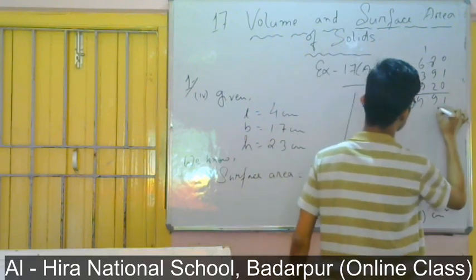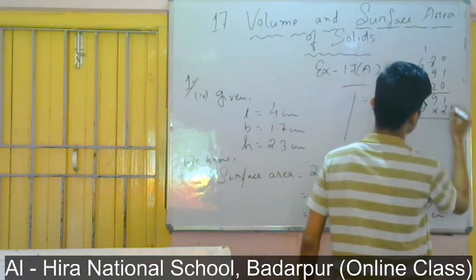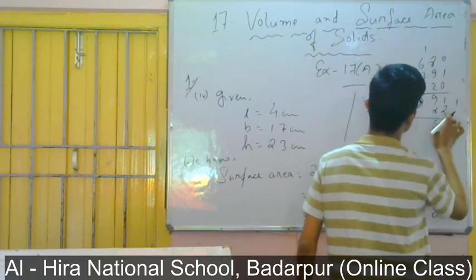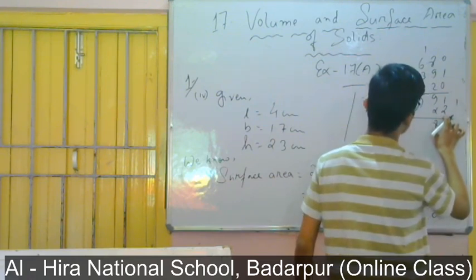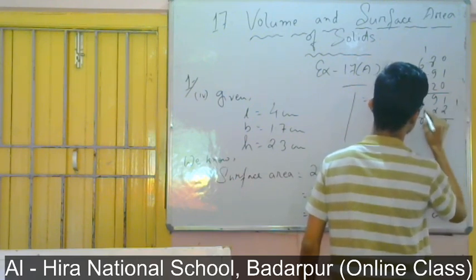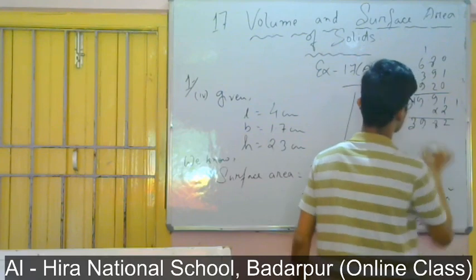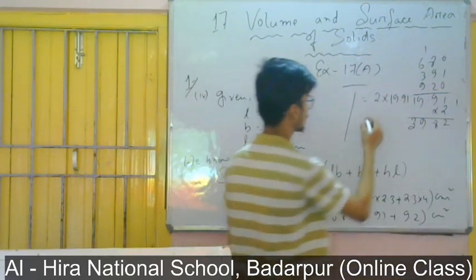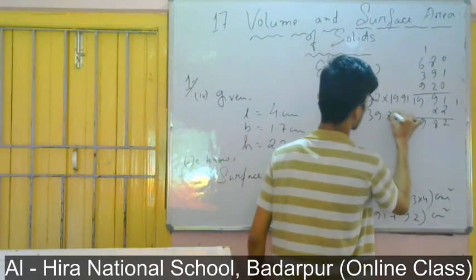And this one into 2 again, so 2 1s are 2, 9 2s are 18, 8, 1 in my hand, point, then 9 2s are 18 and 1, 19, 9, 1 in my hand, 2 1s are 2 and 1, 3, 39.82. So answer is 39.82.